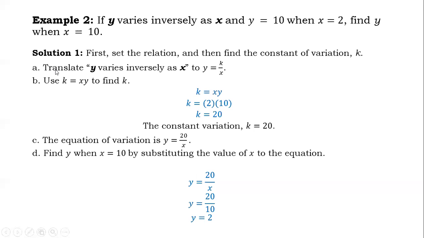So the first step that you're going to do is to always write first this statement into an equation. So what is the equation? Just simply use this formula to find the value of k. Or you can also use this one and perform the given operation. So given the value that you have obtained for the constant of variation, just simply substitute it to the equation in order for you to get the unknown variable. So let's have another example.